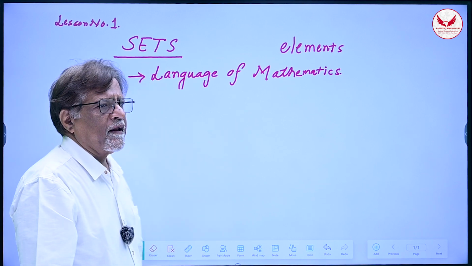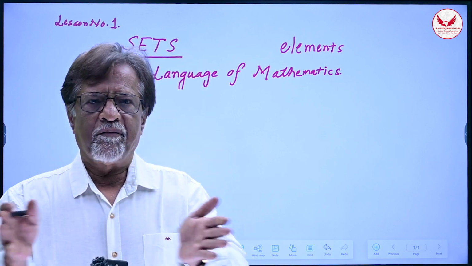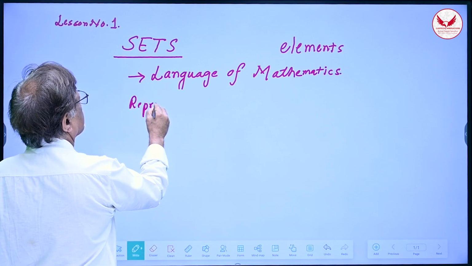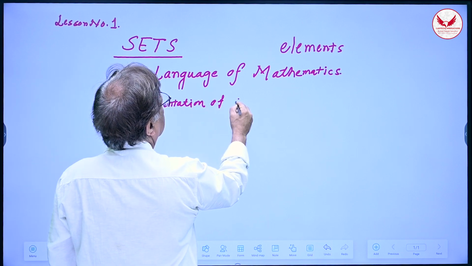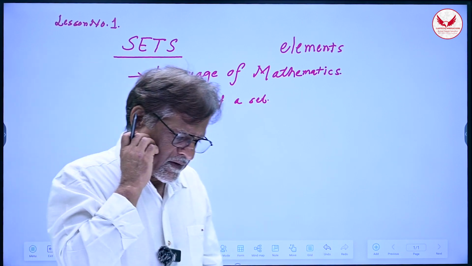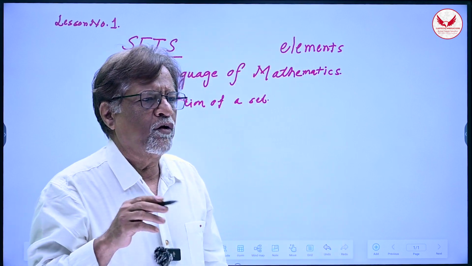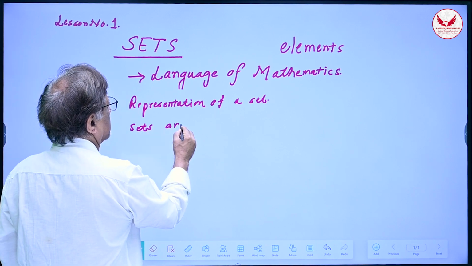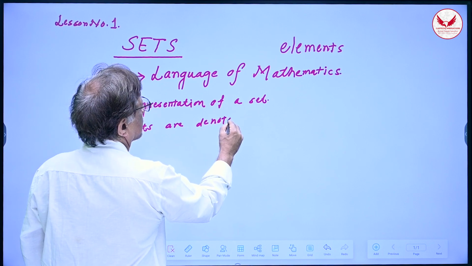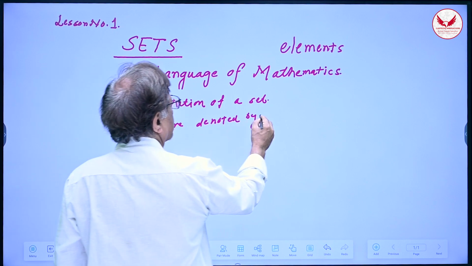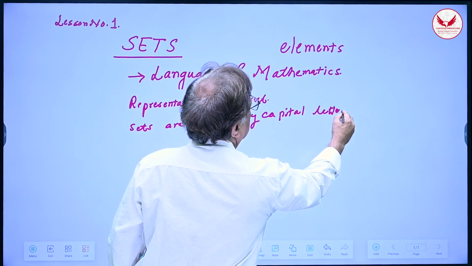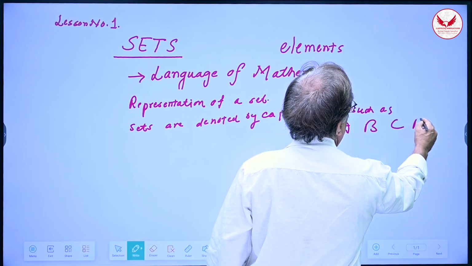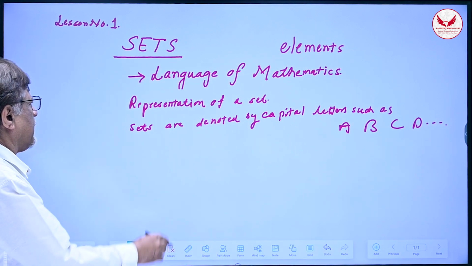Okay. Now, next, we are dealing with how do we represent a set, right? How do we represent a set? So representation of sets. So one thing is very clear here, that all the sets are denoted by capital letters, such as A, B, C, D, etc. Okay? And the elements are denoted by small letters.